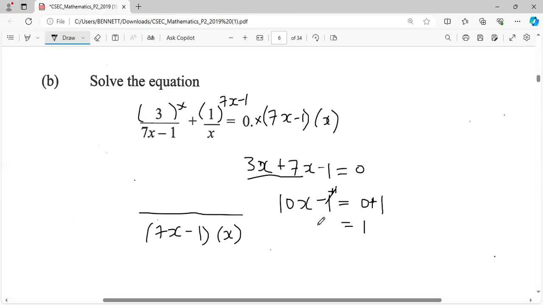And the very final step now is to divide by 10, so you can get rid of the number or the coefficient of x. So this now becomes 1 over 10. And there we have it, x is equal to 1/10.